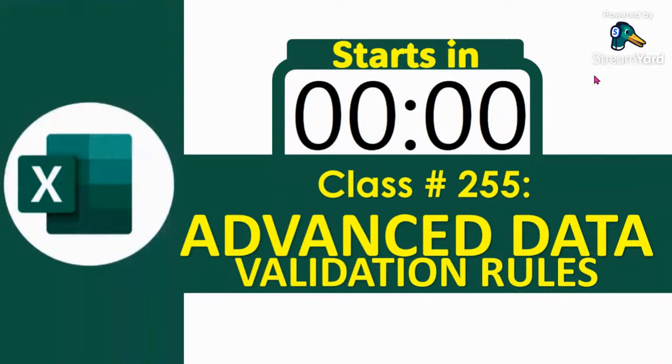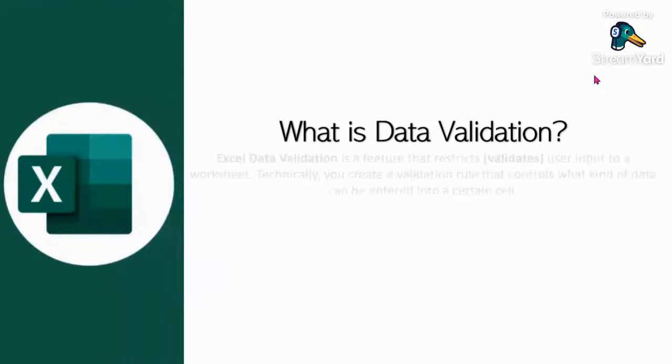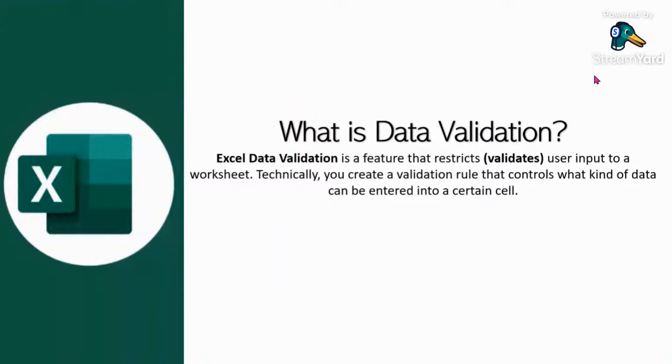But of course, first, we need to understand what data validation is. In simple terms, Excel data validation is a feature that we use to restrict or validate user input. You can create a validation rule that controls what kind of data can be entered into a certain range or a single cell inside your workbook. That's the work of Excel data validation.